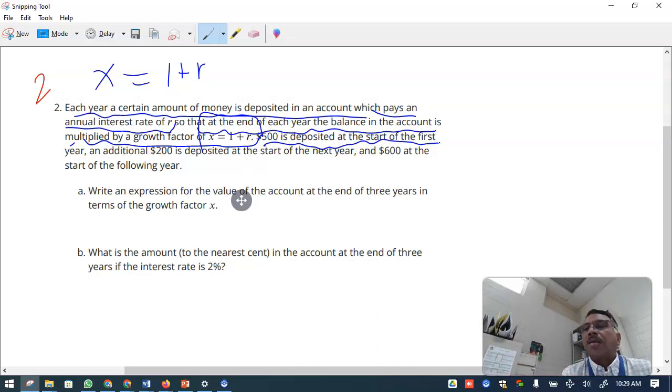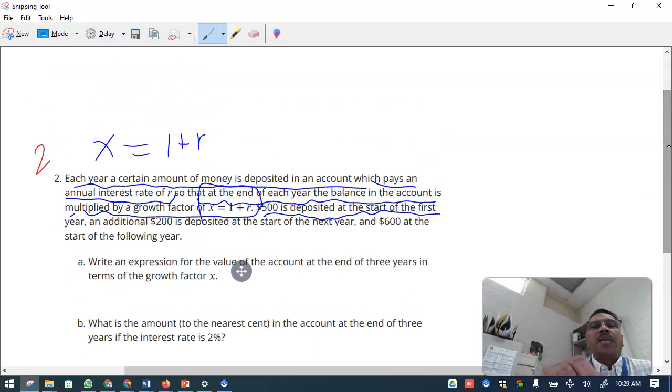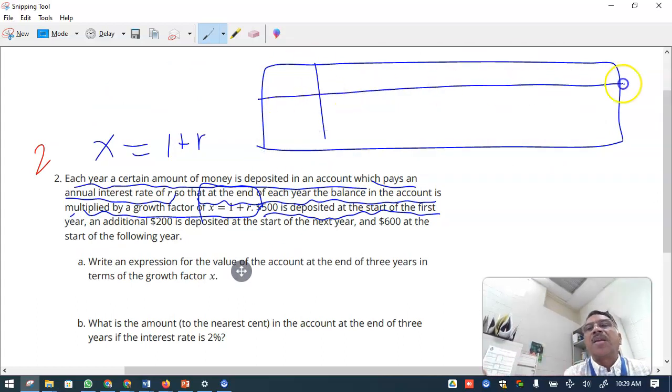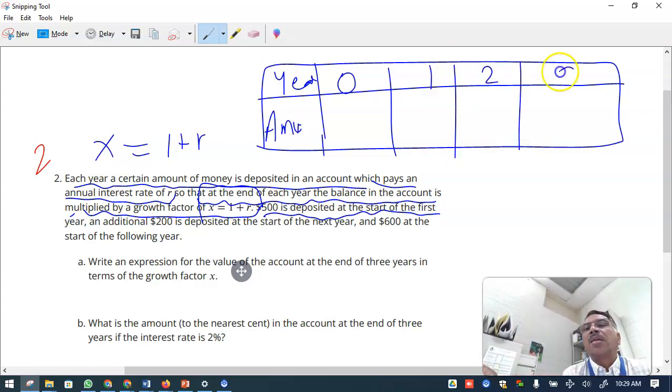Now I'm going to make a table for this. In the beginning, that's year 0. This is years, and this is the total amount. So 0, 1 year, 2 years, and 3 years. In the beginning, he deposits 500. So this is 500.